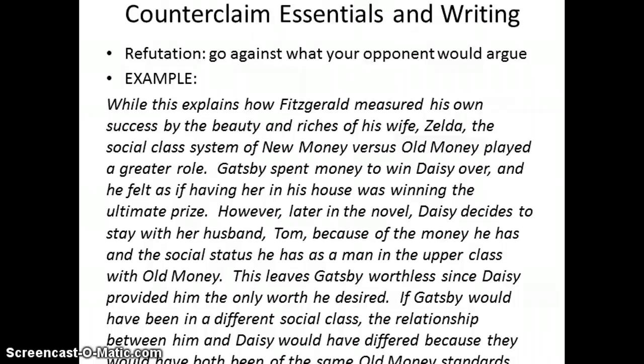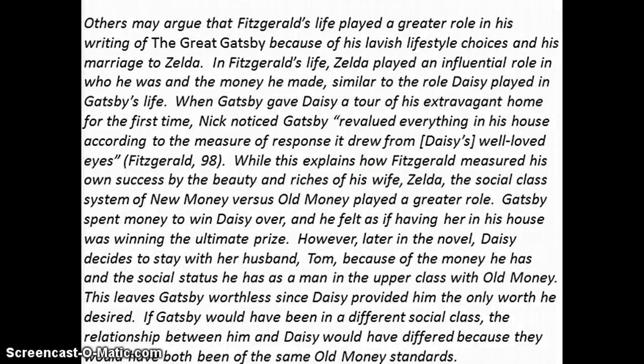If Gatsby would have been in a different social class, the relationship between him and Daisy would have differed because they would have both been of the same old money standards. Like an explanation of our own points, this gives more than one sentence to really prove why my opponent would be wrong and why I am right. After you have refuted one of their assertions, you would then move to the second assertion, following the same steps as the first assertion. Let's review my entire counterclaim of the first assertion.